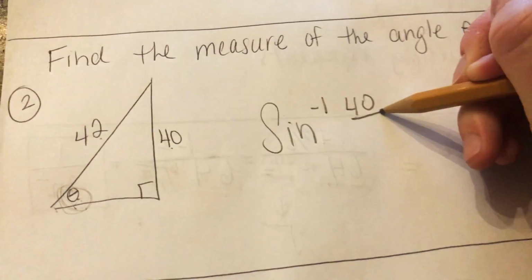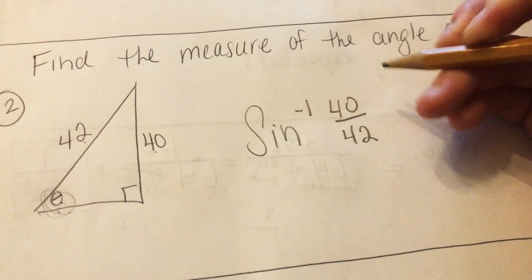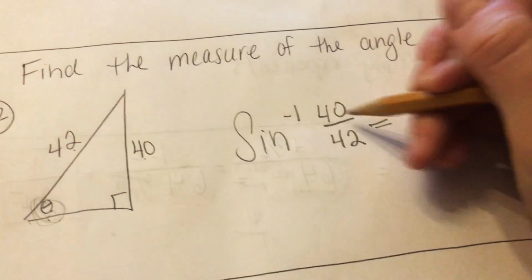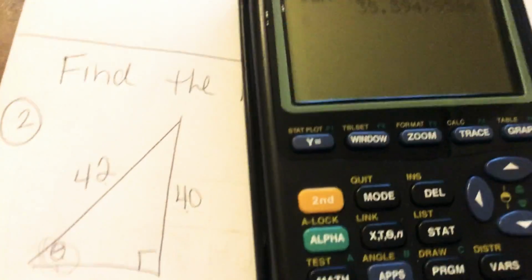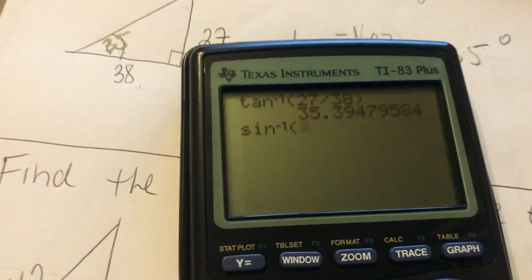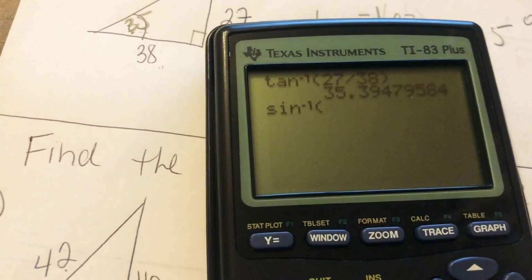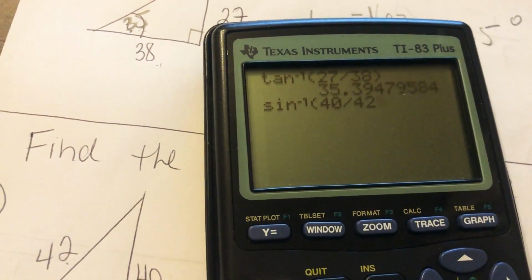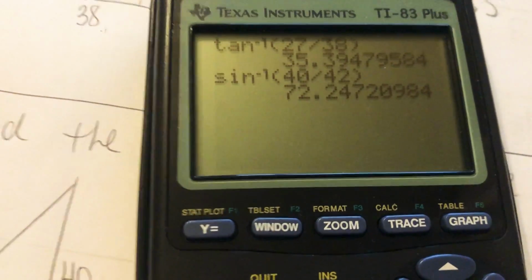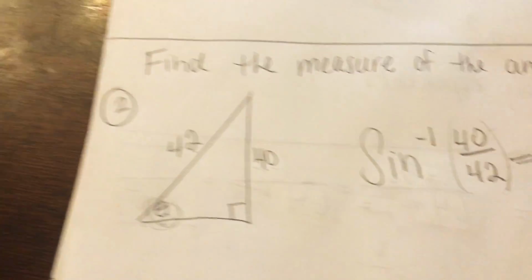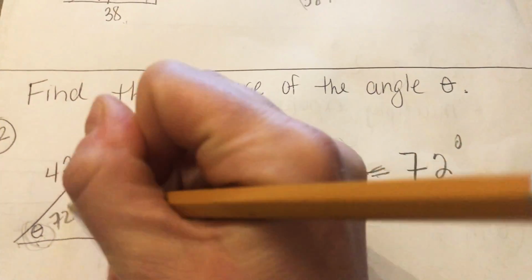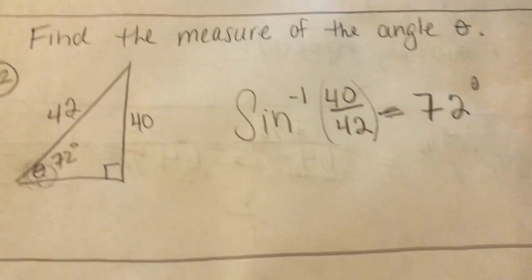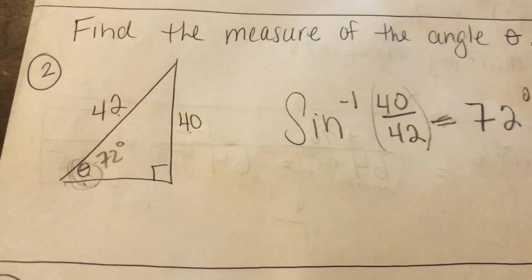Opposite is 40, hypotenuse is 42, right? And what is that going to give me? You can put this in your calculator just like this. So I'm going to go over here to my calculator. I'm going to press second and the sine button. So the sine inverse of 40 over 42 is about 72 degrees. Okay? So this is 72 degrees in there. Okay, so that's pretty simple, right?